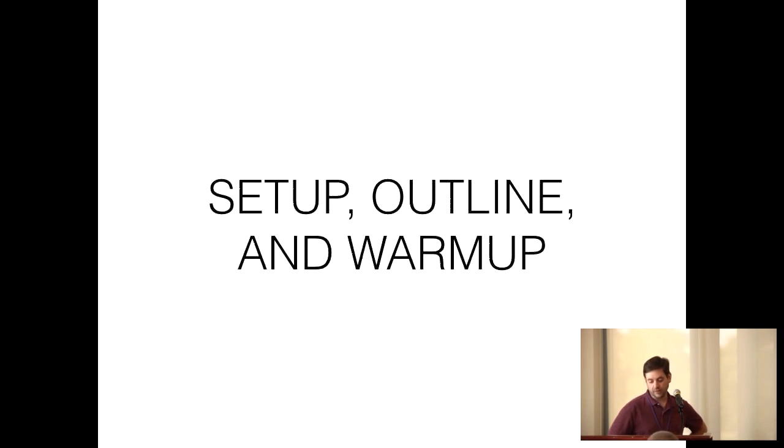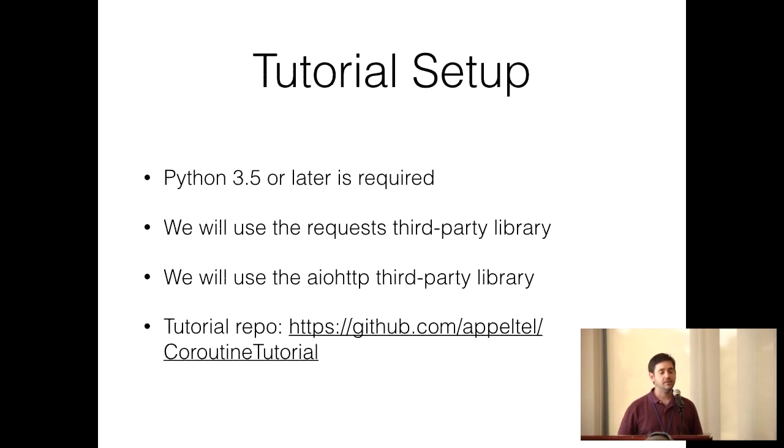Let me start with the setup for this tutorial, an outline of how this should go, what we're doing, and the expectations, and then we'll do some warm-up exercises. The one thing you need is that coroutines are a new but core feature of the language. So all you really need is Python itself and a terminal to type in. But it needs to be at least Python 3.5, because any earlier version of Python does not have the coroutines and the syntax that we'll be using.